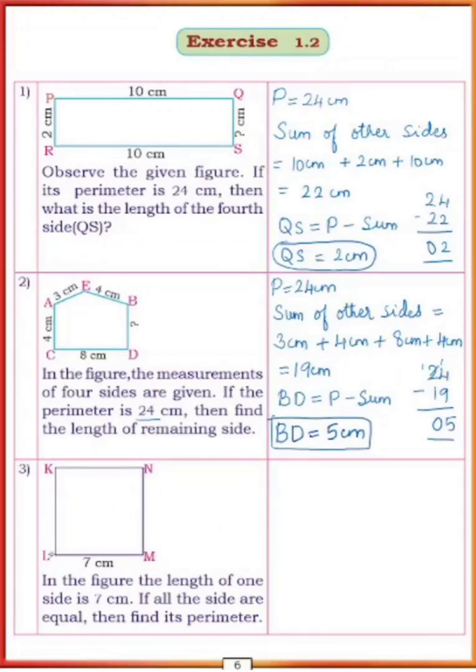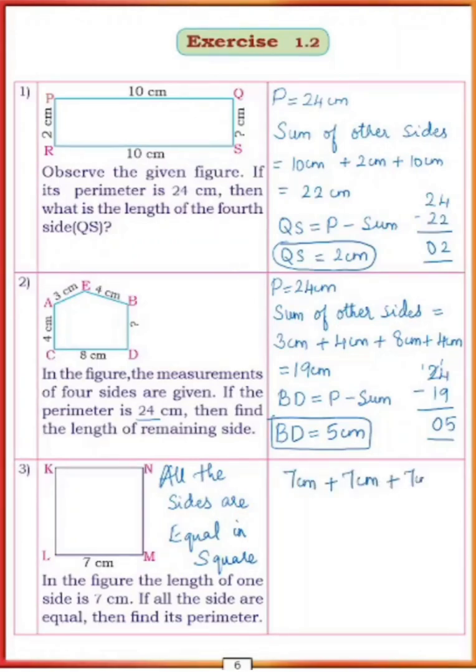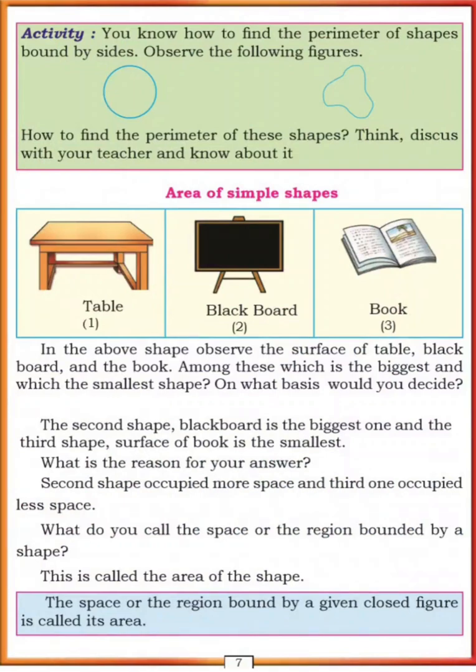Now let's move on to the third question. The given geometrical figure is a square where all the sides are equal. If one side is 7 centimeters, there are 4 equal sides, right? So can you think what is the perimeter? Let's check. Let us add 7 centimeters plus 7 centimeters plus 7 centimeters plus 7 centimeters, which is equal to 28 centimeters. Now that you're confident enough to find the perimeter, you can do the activity on your own.